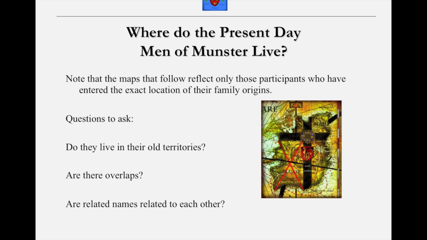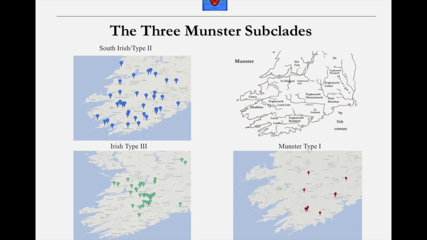So where do the present-day men of Munster live? The way we did this is quite simply, we asked individuals, what is your earliest known ancestor? And then there's a freely available map on which you can pin the location, and that's exactly what we did for the following tribes. So the three Munster subclades that are the predominant ones: South Irish type 2, you can see the distribution there. And where do you think it's found? South Ireland, Munster.